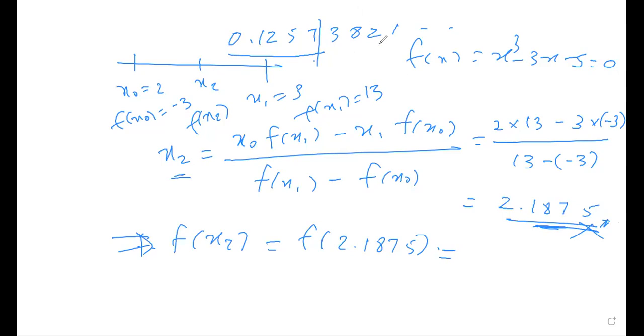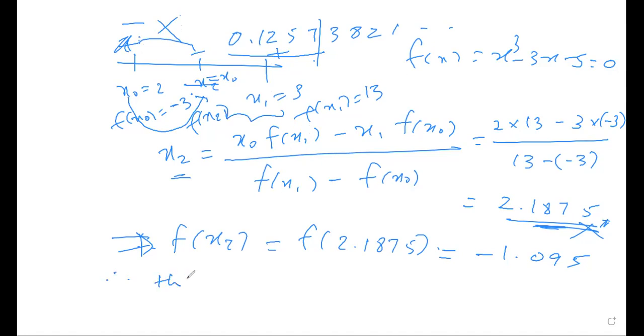Okay, good. So the answer will be negative 1.095. So what do you think? This one is negative, this one also negative, this one will be positive. So where will be our new interval? This is not possible now, so I need to cut that out. I need to take this x naught to here. So I can take this one as my new x naught. So this is my new interval.